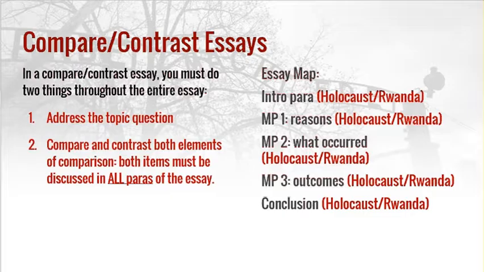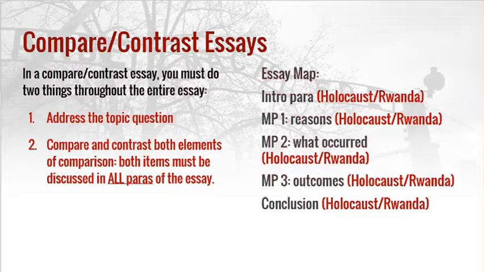That means if I'm going to talk about the Holocaust and the genocide in Rwanda, for example, I have to bring up the Holocaust and Rwanda in every single paragraph of my essay, starting with the intro, then throughout the first body paragraph, then the second and the third, and all the way through the conclusion.